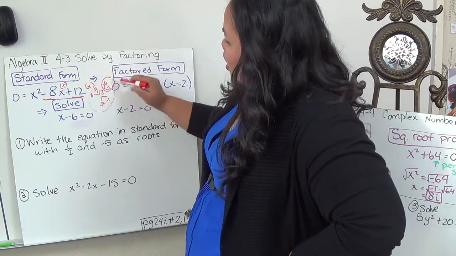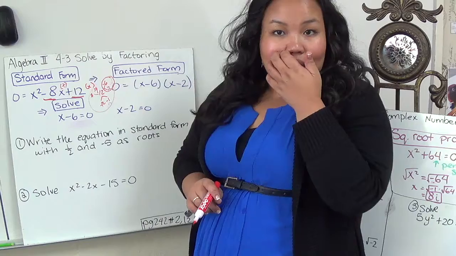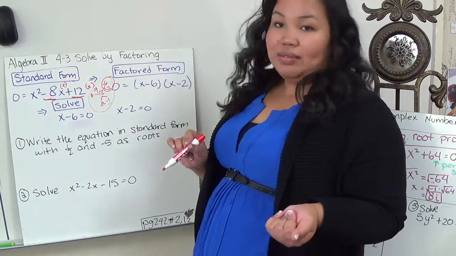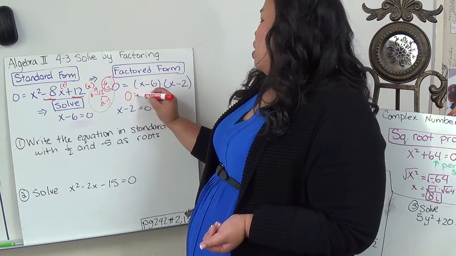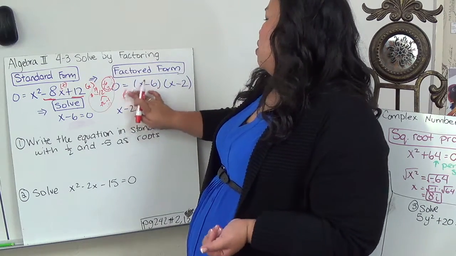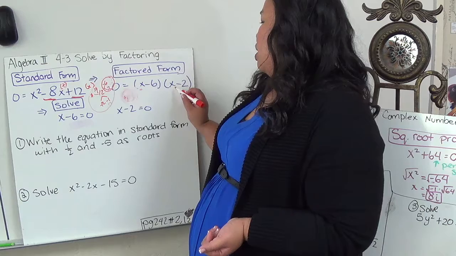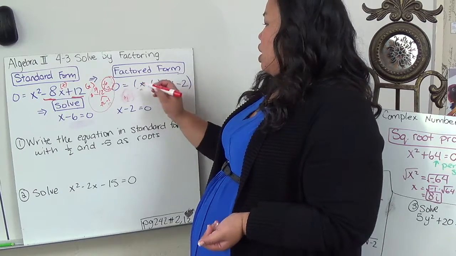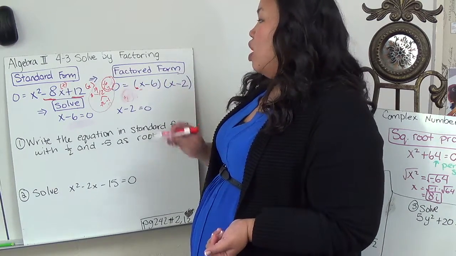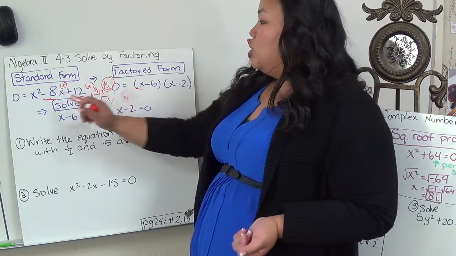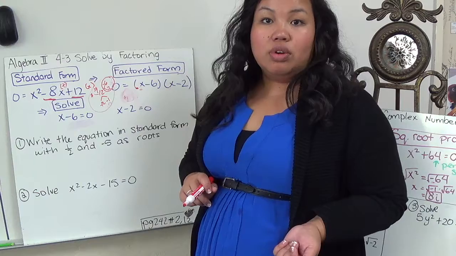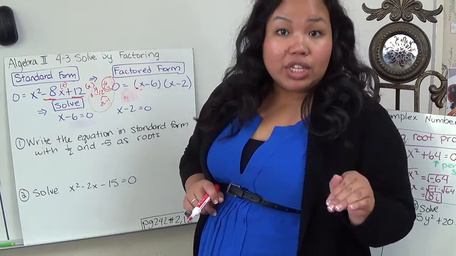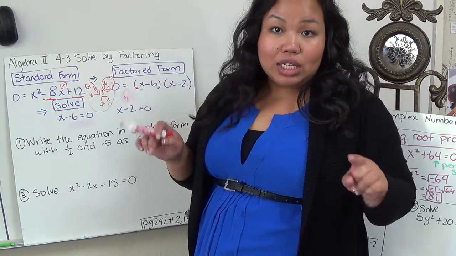So this right here is my key: -6 and -2. I'm going to put it into this form: 0 equals (x - 6)(x - 2). I'm using these two numbers and setting it up like that. When I multiply this out, it should still give me this equation right here. Same equation, so I'm not changing anything. I'm just rearranging it to make it easier to solve.